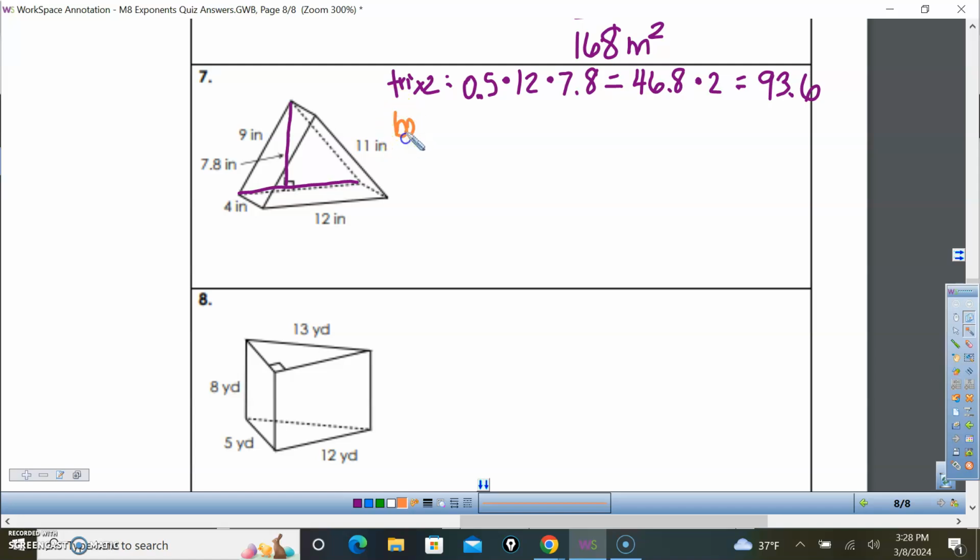I am next going to look at the bottom shape here. And I can see that my bottom is a rectangle. So I'm going to go ahead and I'm just going to trace those 2 dimensions. So my rectangle is 4 inches by 12 inches. So I will multiply 4 times 12. And my bottom is 48.